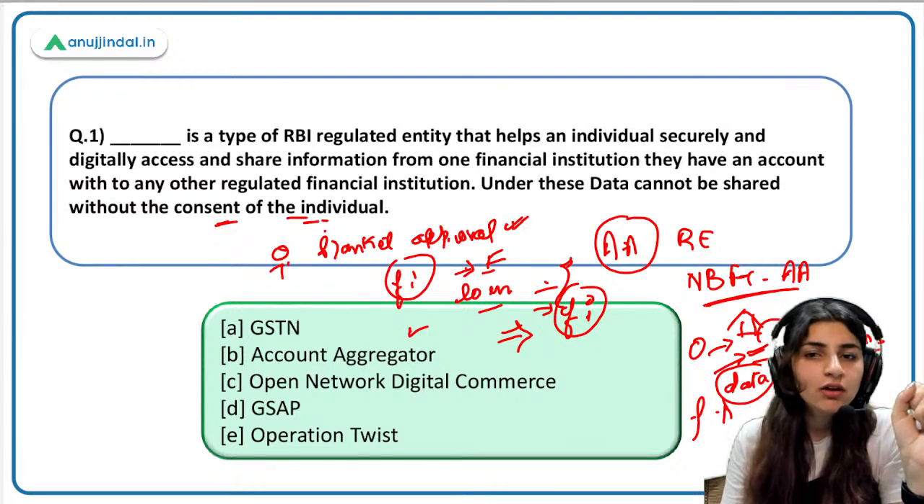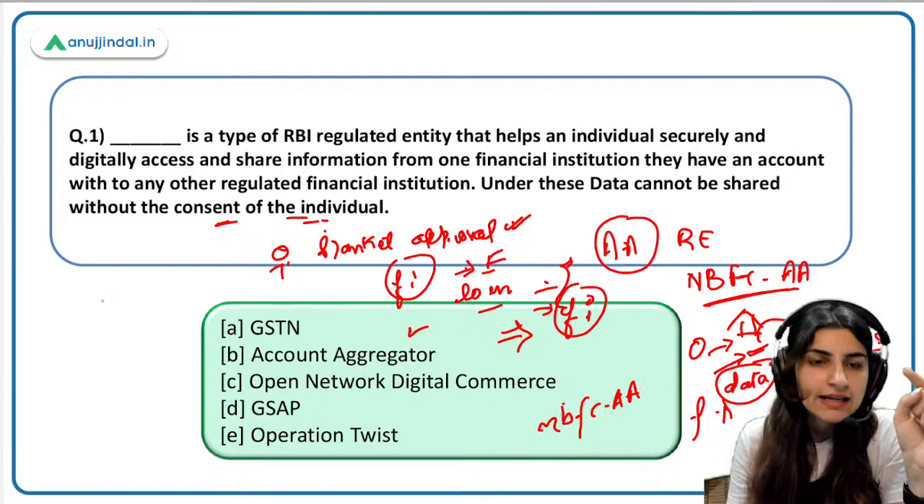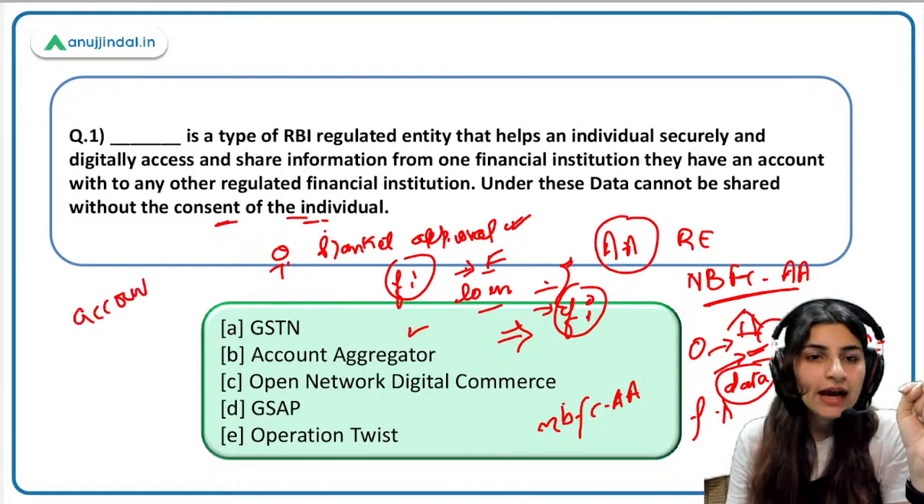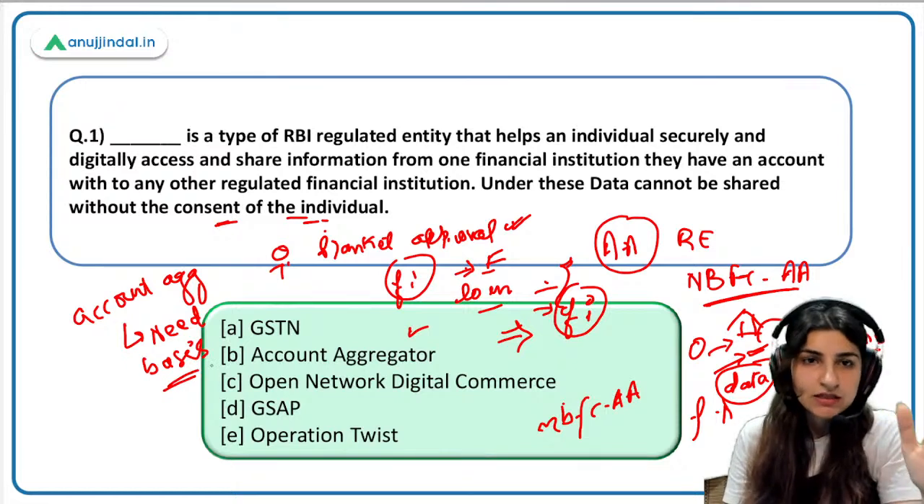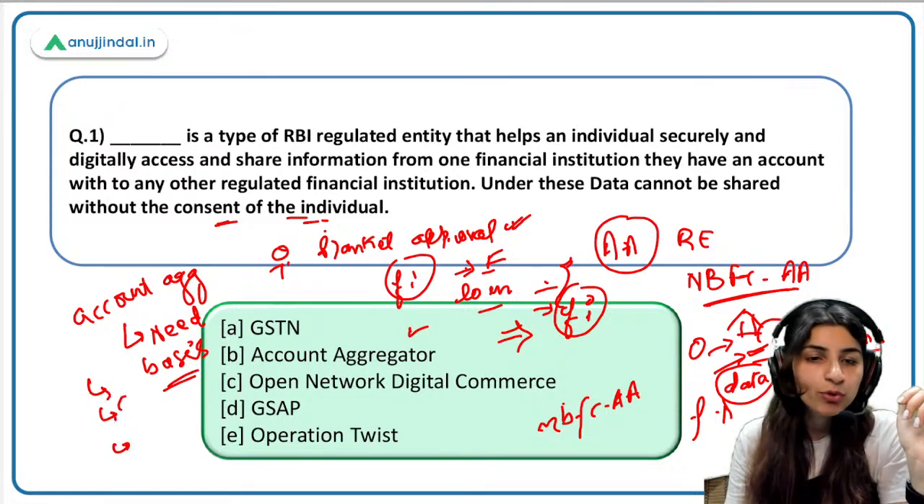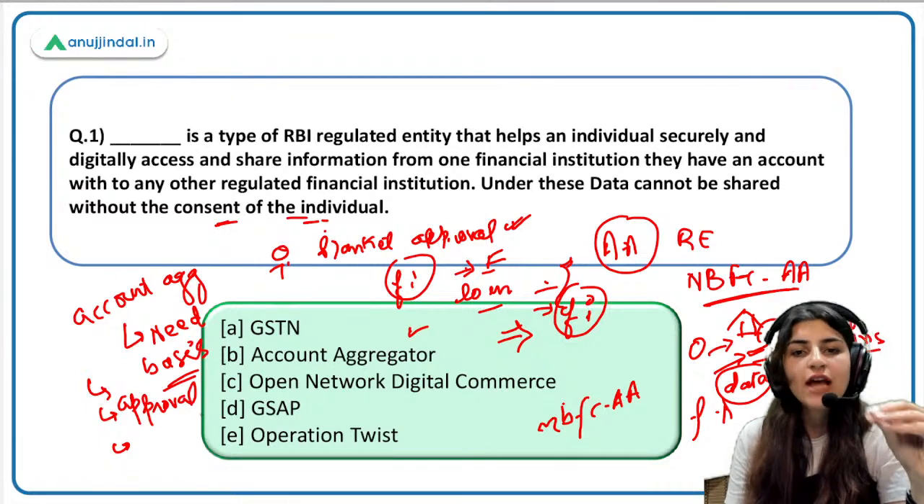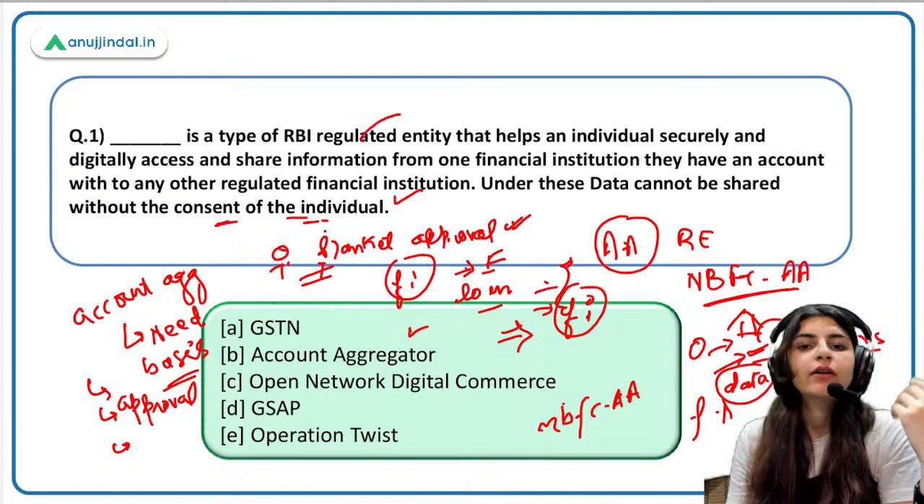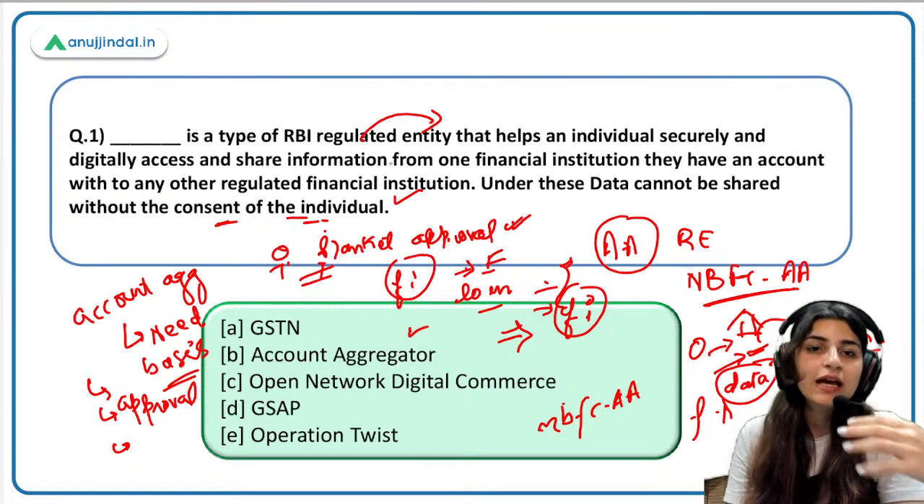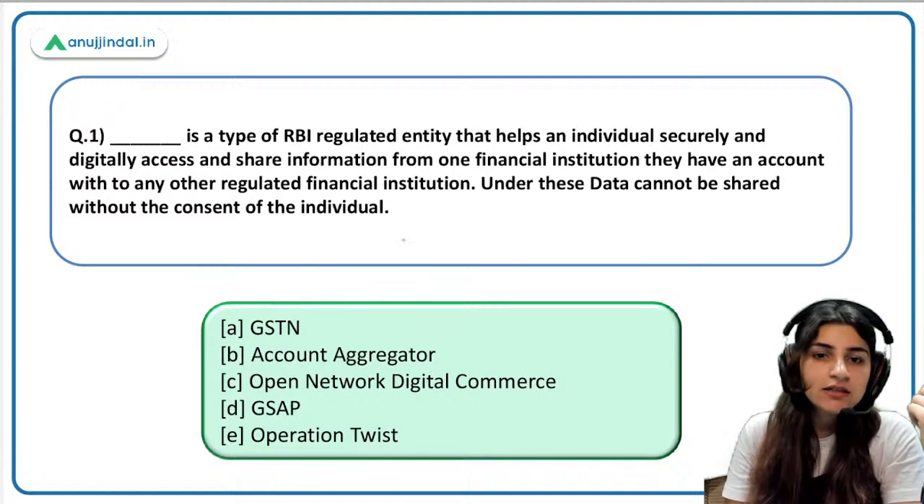So a blanket approval was given earlier. But after this, जो भी NBFCs हैं who have got AA licenses, they are working as account aggregators. Now, need basis पे ही आपका information is transferred. Every process needs approval from the individual for sharing information. So the information is not shared through a blanket approval or an umbrella approval, and this process of sharing information has become easy. So the correct answer here is account aggregator.